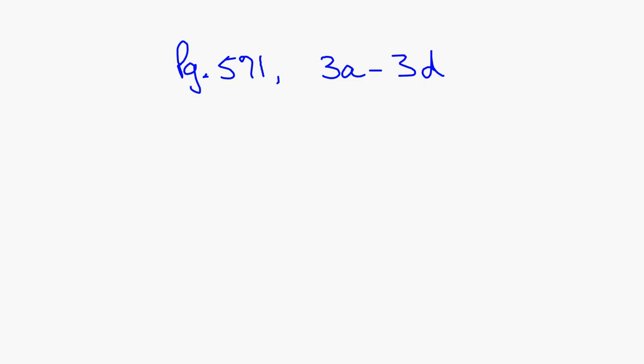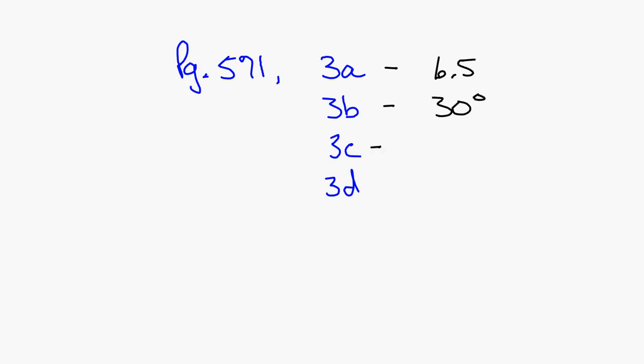That's okay. Here, I'm just going to give you the answers now. Let's do this. Because you got to be able to do these and see if you're doing them right. So 3A, 3B, 3C, and 3D. 3A, they're asking for DE, and it's 6.5. And on 3B, they're asking for the measurement. That's 30 degrees. And 3C is 7.0. And 3D is 65 degrees.